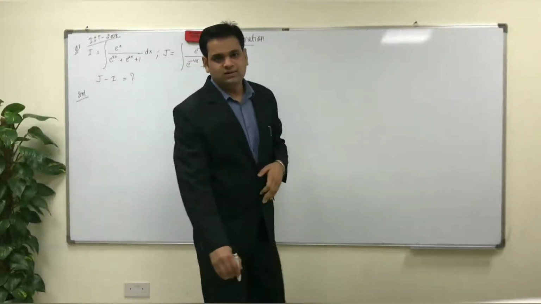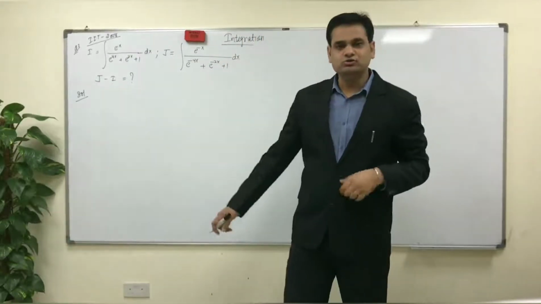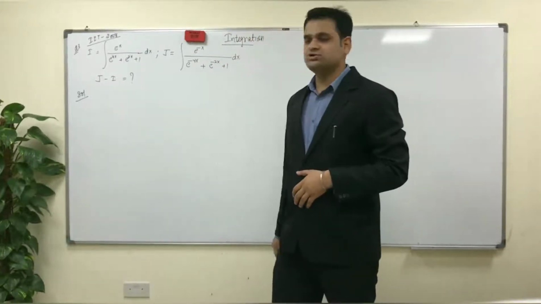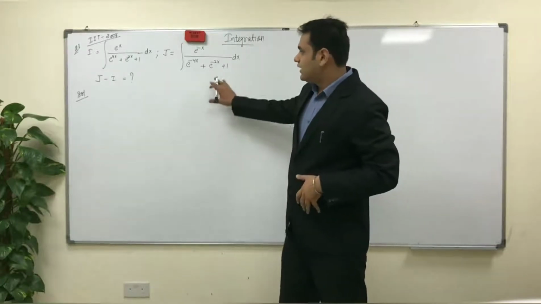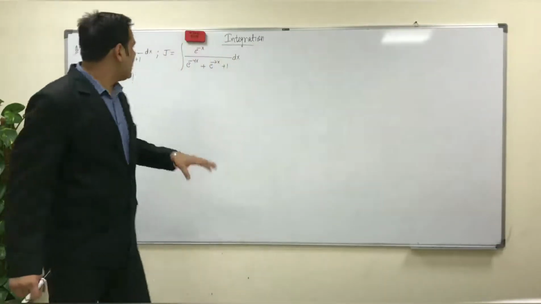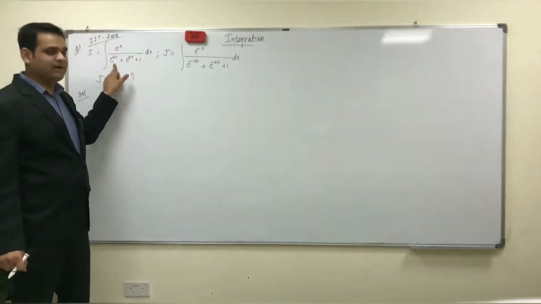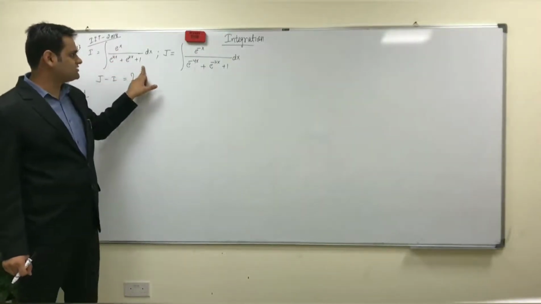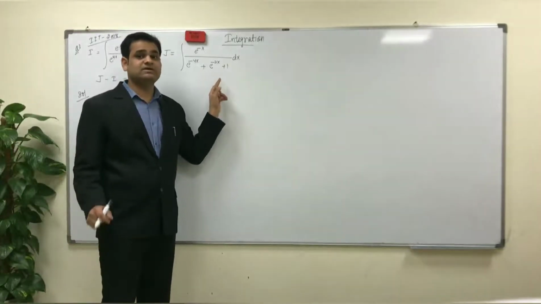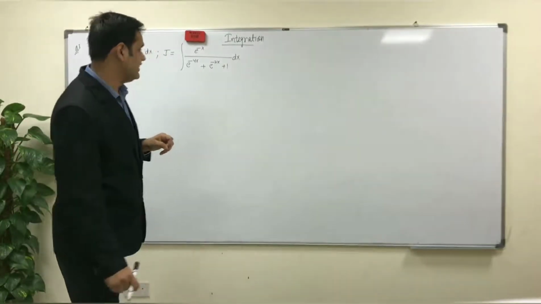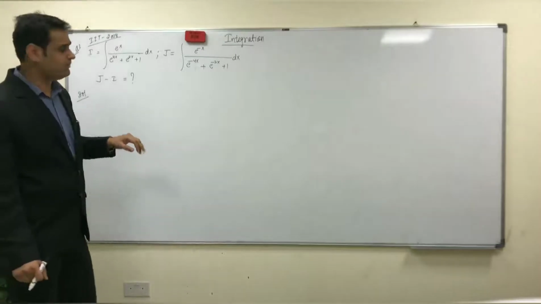Hello friends. So as we have done 2 questions already, now we'll start with the third question. This is asked in IIT JEE 2008. Now if you see this question, we have I is e to the power x divided by e to the power 4x plus e to the power 2x plus 1, and j is e to the power minus x divided by e to the power minus 4x plus e to the power minus 2x plus 1 dx, and then we need to find j minus I.